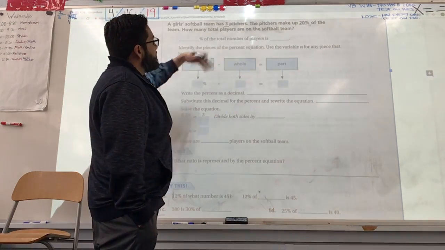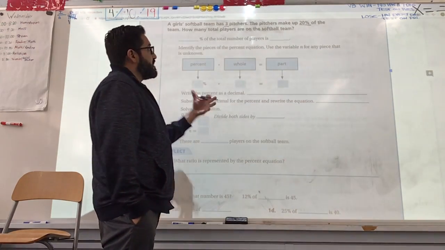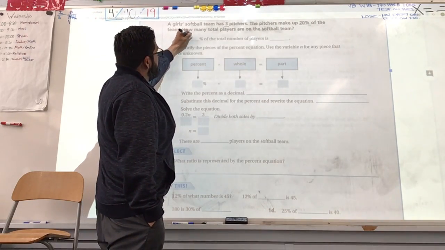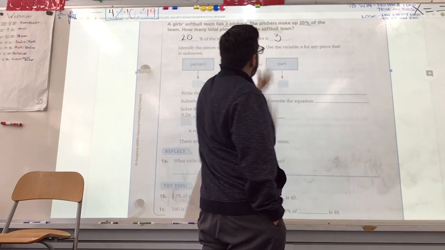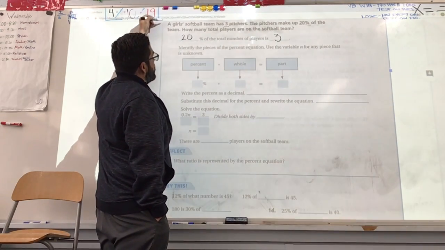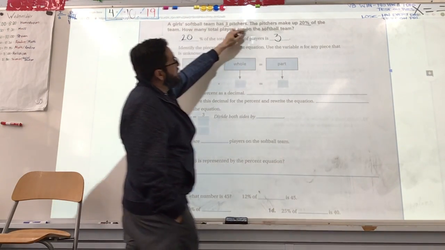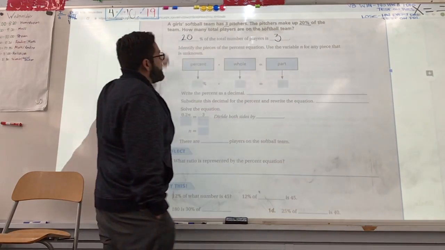Okay? And this sentence, this is what you should think. Okay, 20% of the total number of players is 3. How do I know that? Just what it says up here. The team has 3 pitchers. The pitchers make up 20% of the team.